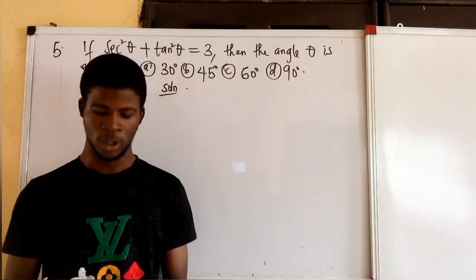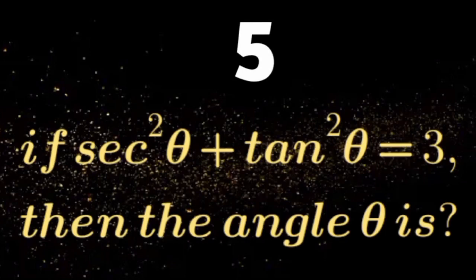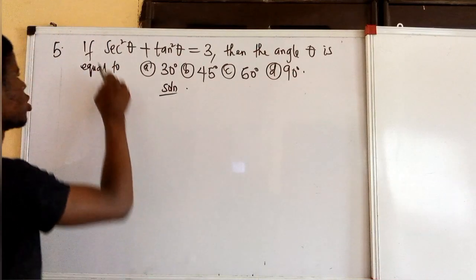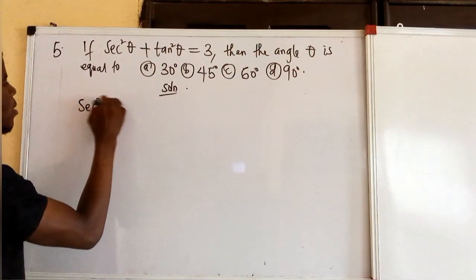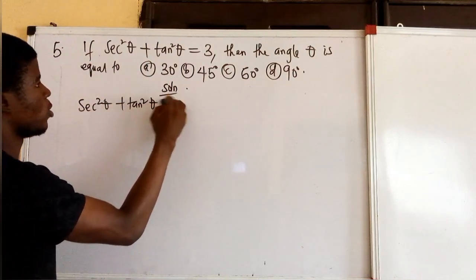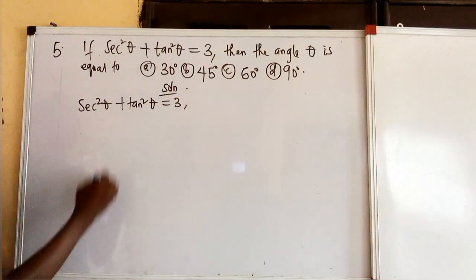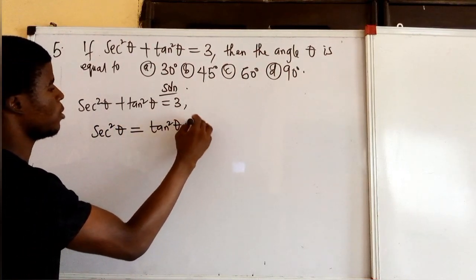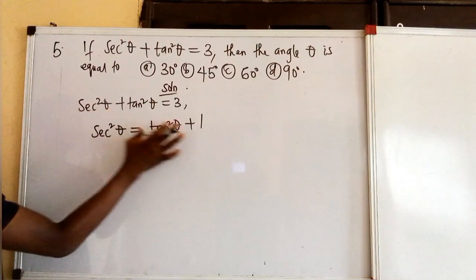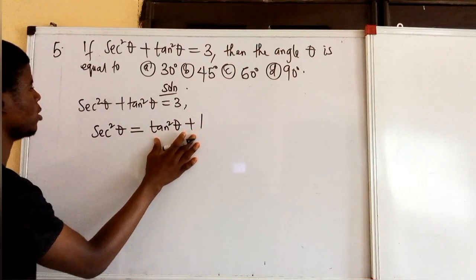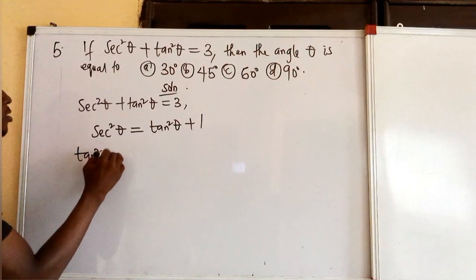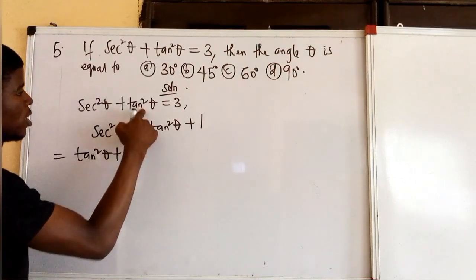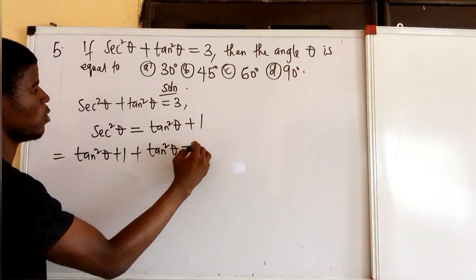The fifth question says, if sec squared theta plus tan squared theta equals 3, then the value of the angle theta is... Look at it, sec squared theta plus tan squared theta is equal to 3. Now recall that sec squared theta is equal to tan squared theta plus 1. So I'm going to replace sec squared theta with tan squared theta plus 1. So I have tan squared theta plus 1 plus tan squared theta, as we have before, equal to 3.